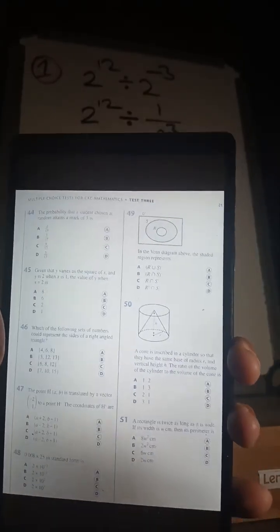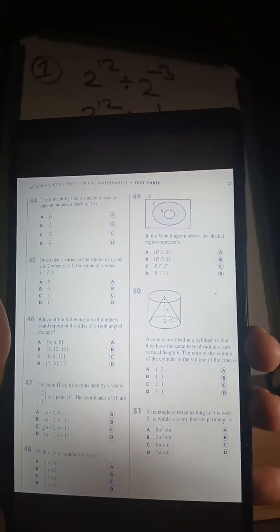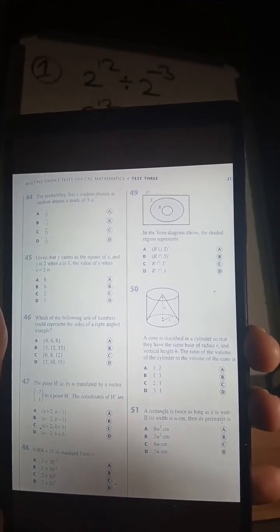I mean, these people don't look too bad. I'm not even gonna lie. 44 to 51. Right?